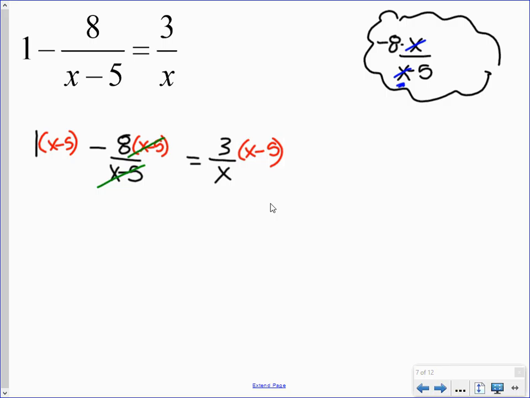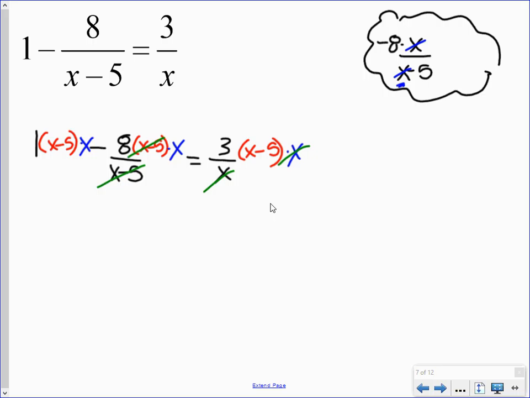The same could be true over here. Will this x in the denominator cancel with the x in the numerator? No, because this x minus 5 has a term x, not a factor of x. So what will I still have to multiply by? X. I'll have to multiply everything by x as well. Then I can cancel out those lonely x's.